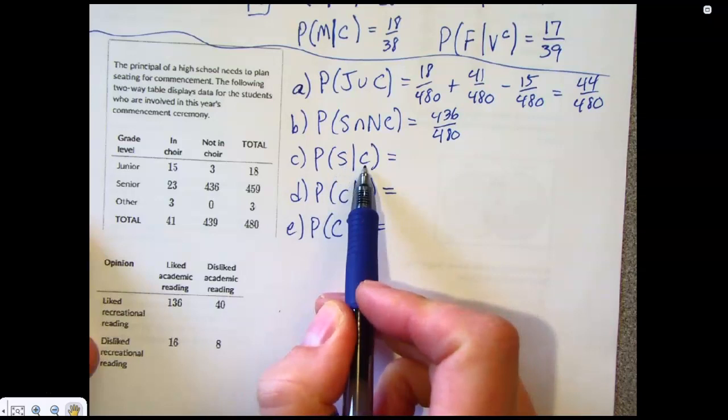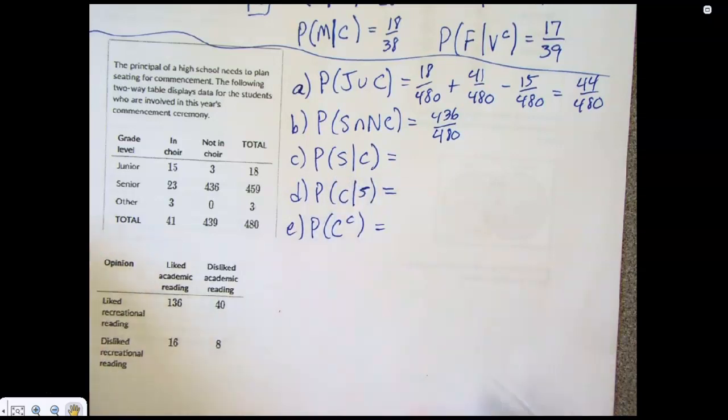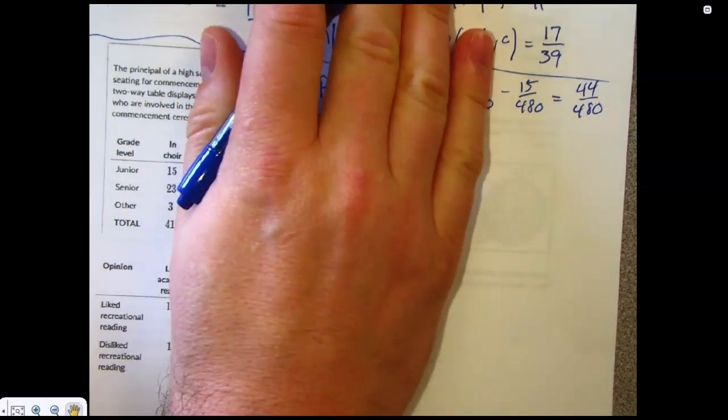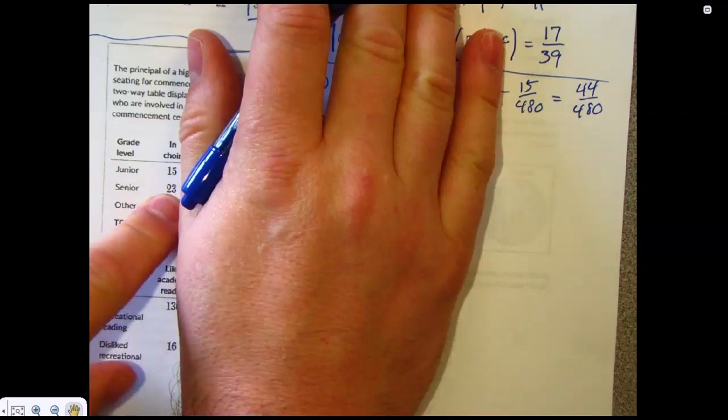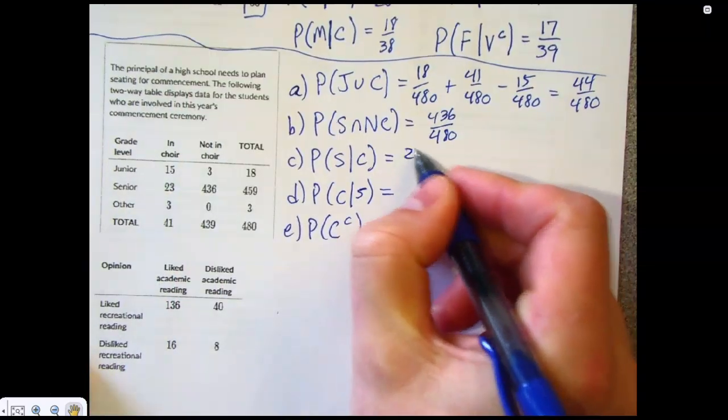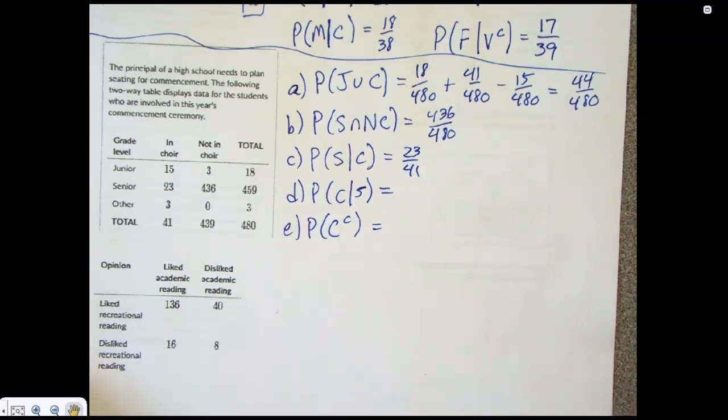Alright, the probability of senior given choir. So if I know they're in choir, I'm only looking here. What's the probability they're a senior? Well, there's 41 people in choir, 23 of them are seniors. This is 23 out of 41. Only of that one. Questions?